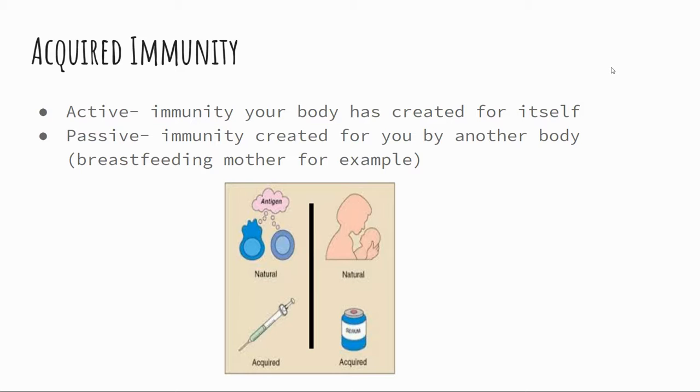So in acquired immunity, there's two different types. You have active and passive. Active acquired immunity is immunity your body has created for itself. As your body is exposed to things, your body prepares to be exposed to that again. And your body, if it survives something, it's going to be stronger for it, so to speak. Passive immunity is immunity created for you by another body. For example, infants from breastfeeding from the mother are going to get antibodies from the breast milk, which is going to aid in the immunity of a young organism.